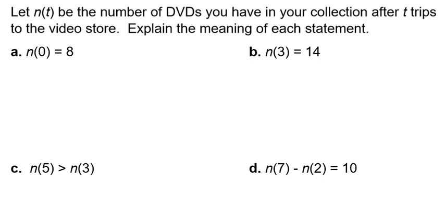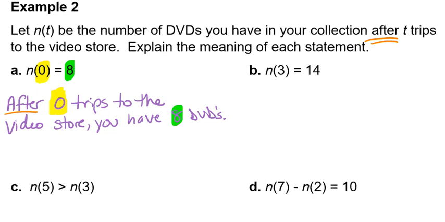In this video, we're going to talk about how to determine the meaning of a statement that's been written in function notation. And to do so, we're going to use an example. Our example says, let n of t be the number of DVDs you have in your collection after t trips to the video store, and explain the meaning of each of the statements.